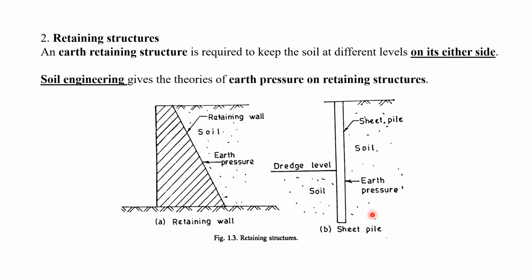Similarly, you can see the sheet pile. In the case of a sheet pile wall, if you want to retain this soil this side, and here the dredge level is there, what should be the depth of the driven part of the sheet pile wall? It depends upon the load or horizontal forces going to work on the sheet pile wall. So we have to know how much force is going to work on it. Accordingly, the sheet pile should be driven below the dredge level, right?